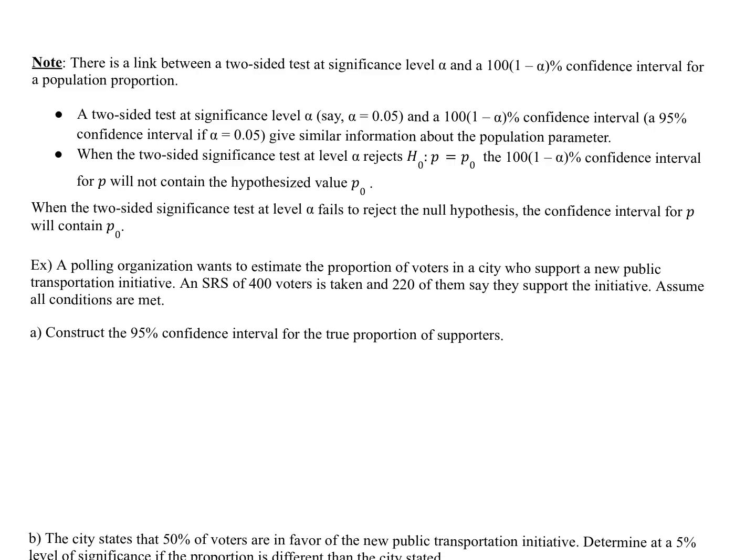And if you reject the null hypothesis for the significance test, then your confidence interval at your percent actually will not contain the hypothesized value. And if you fail to reject, then the confidence interval will contain it. So we're going to look at this through an example and show how they support each other.